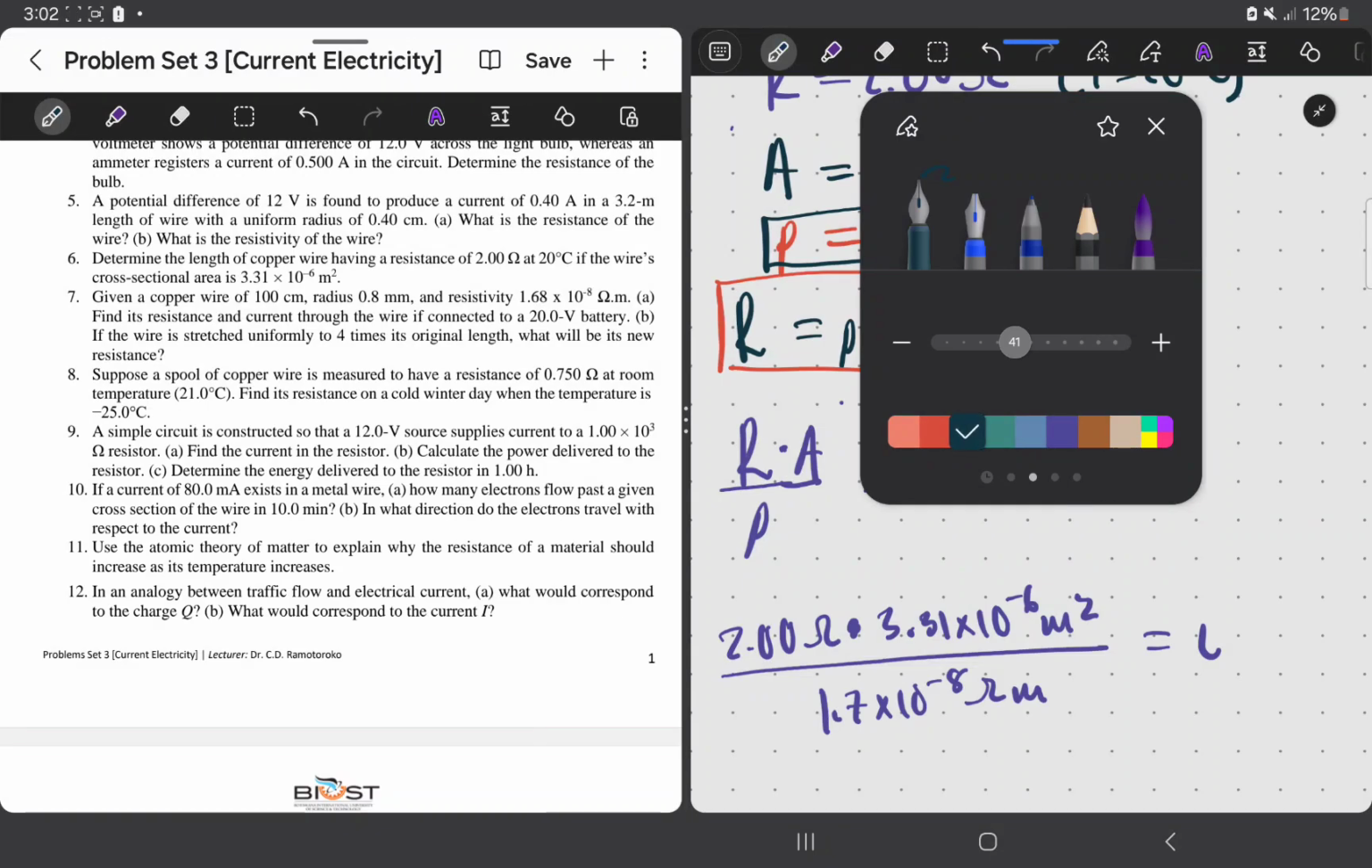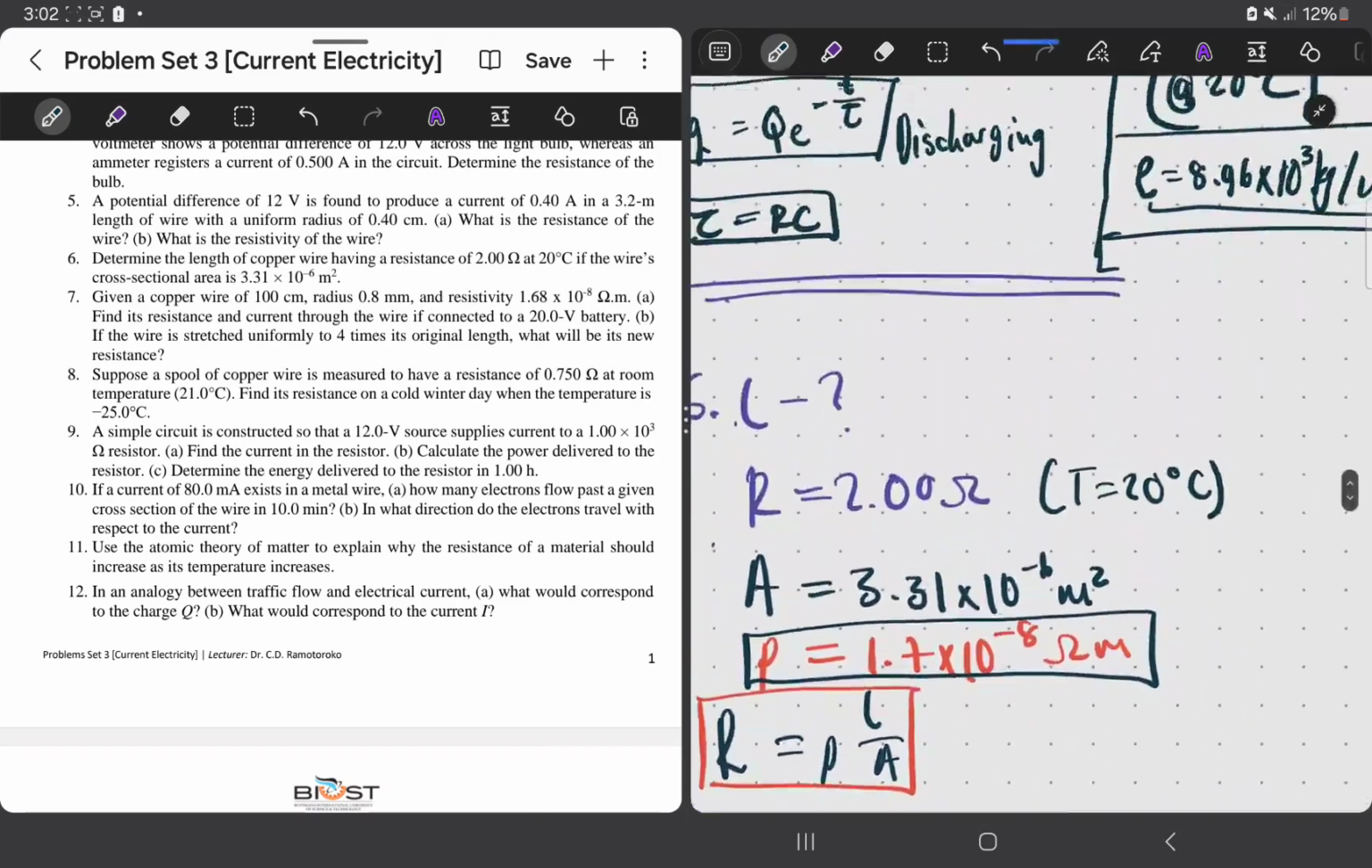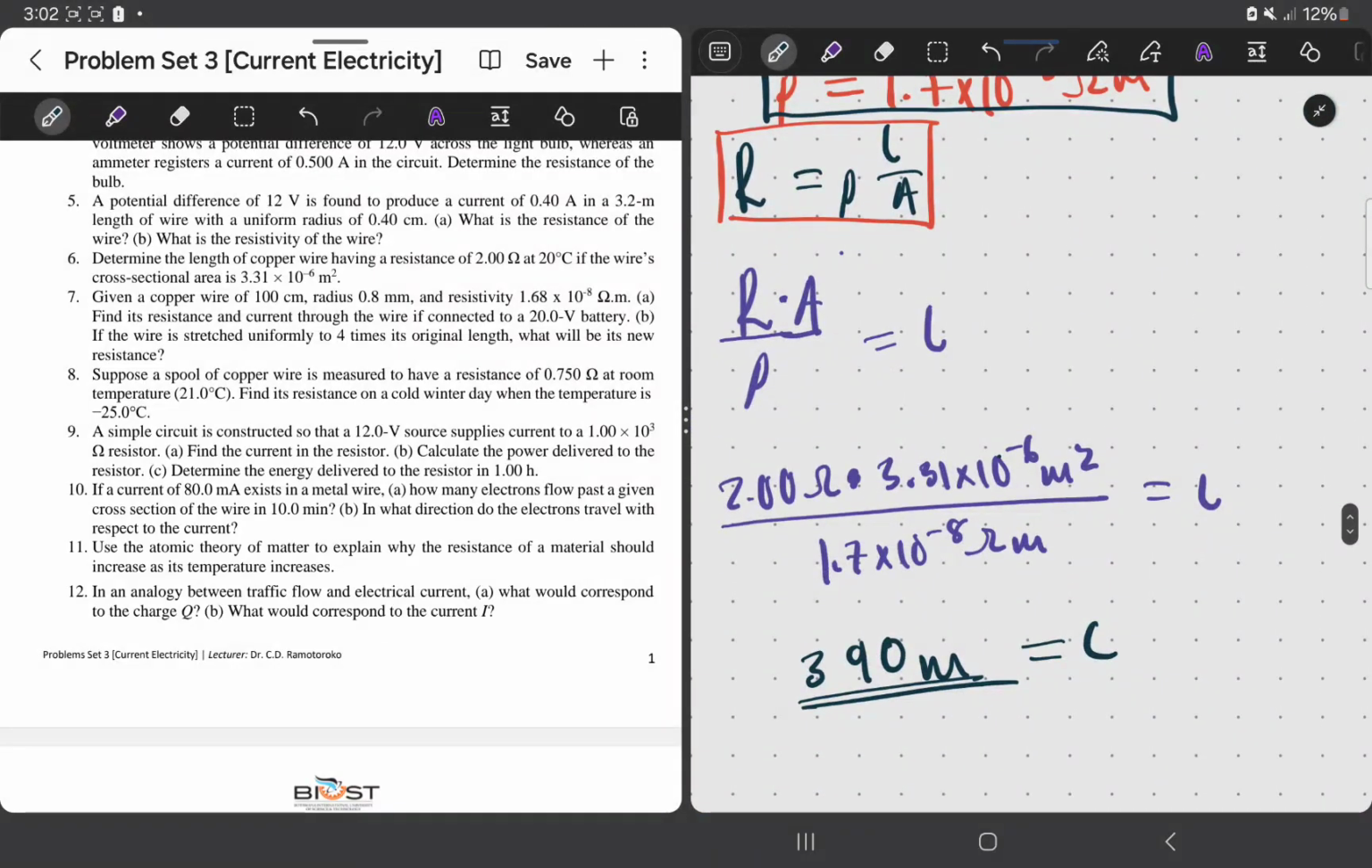You just put it in the calculator, time to punch. So 2.00 times 3.31 exponent negative 6, divided by 1.7 exp negative 8. Then what am I going to get as my final solution? I'm just going to get my L, and it is going to be 390 meters. And I am done. Here is my final solution, and that's how easy it is. No thinking, nothing. You just put the things down, then you look for the formula which goes with this, and you would be done.